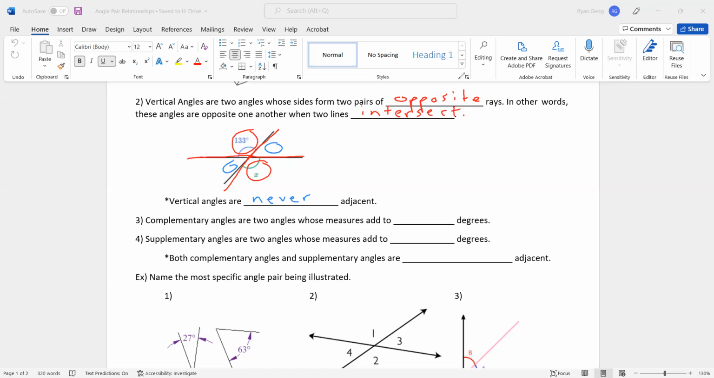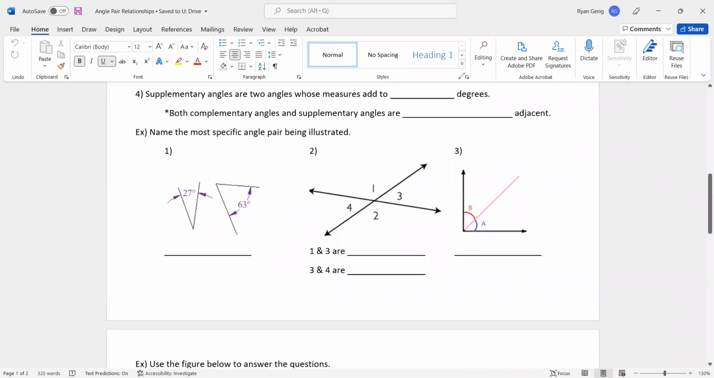All right, moving on. Complementary angles are 2 angles whose measures add to 90 degrees. And supplementary angles are 2 angles whose measures add to 180 degrees. Okay, both complementary angles and supplementary angles are sometimes adjacent. Not always, but they are sometimes adjacent. It's possible for them to be next to each other. Okay, a couple examples of just classifying these types of angles.